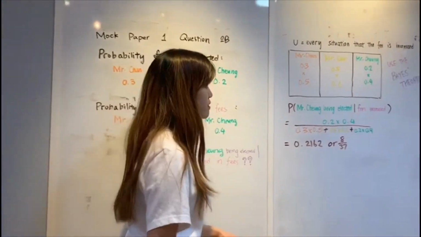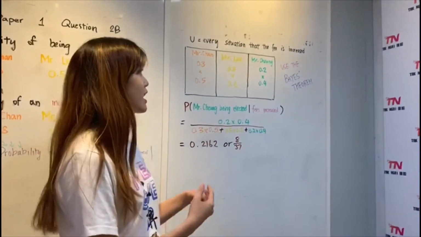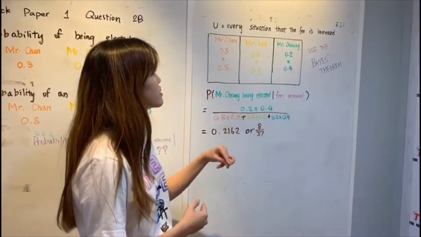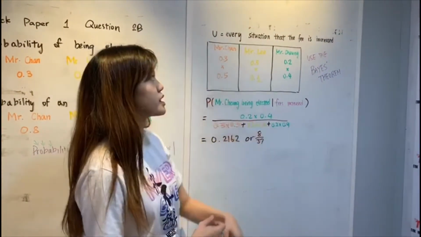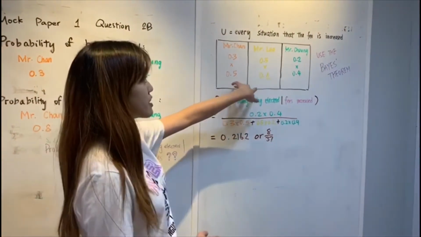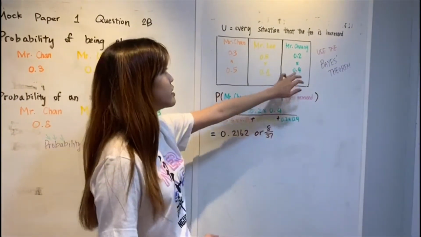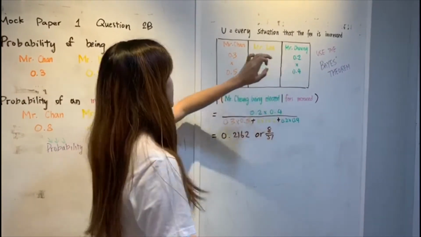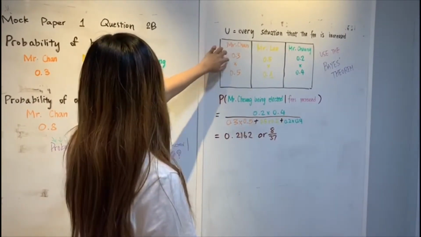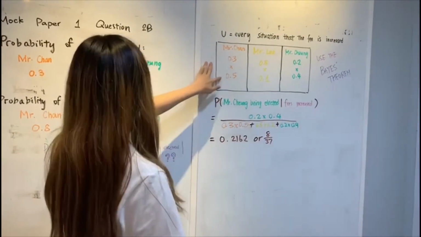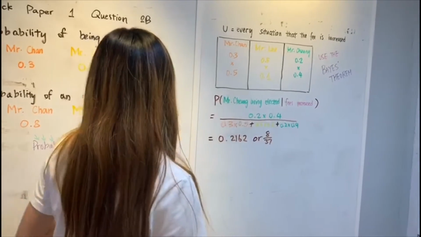So to solve that, we can use a Venn diagram to simply explain the question. The universe will be every situation in which the fee is increased. We separate the Venn diagram into 3 parts: Mr. Chan, Mr. Lee, and Mr. Zhang. For each column, it will be the probability of them being elected multiplied by the probability of an increased fee.